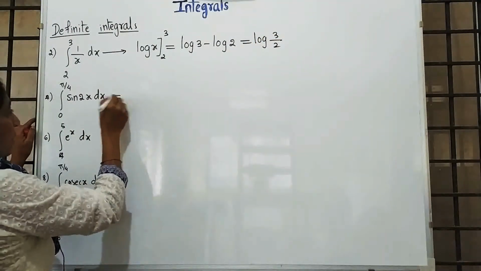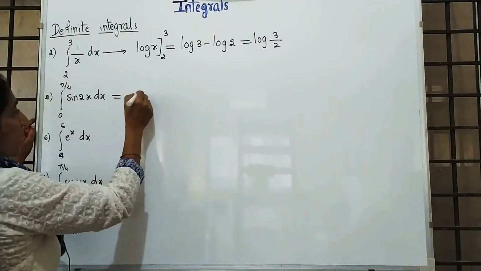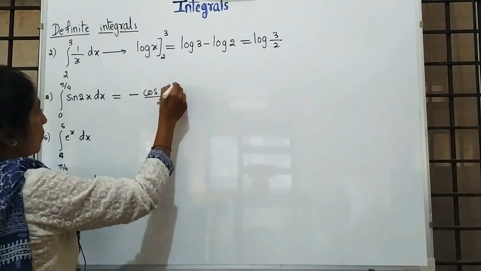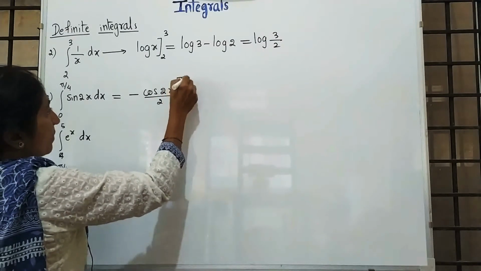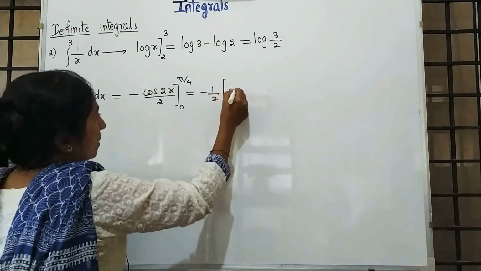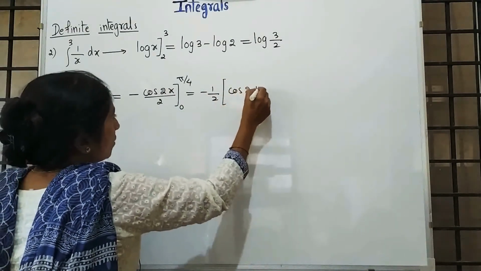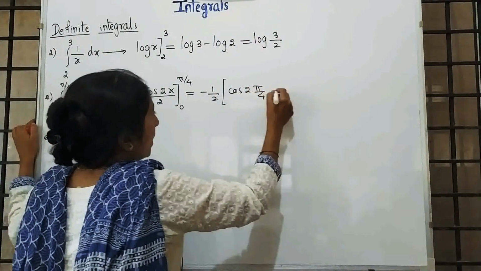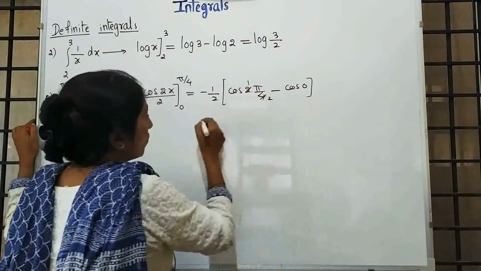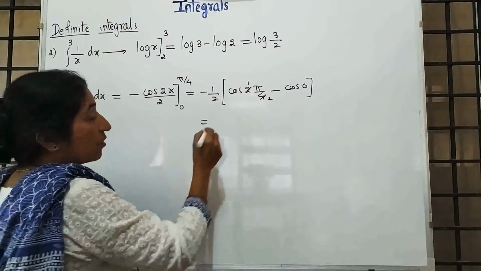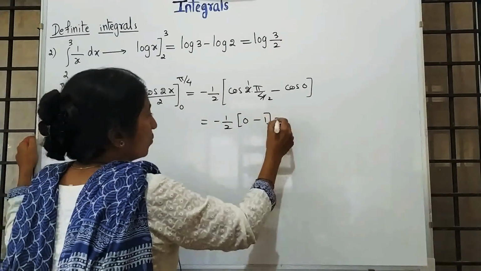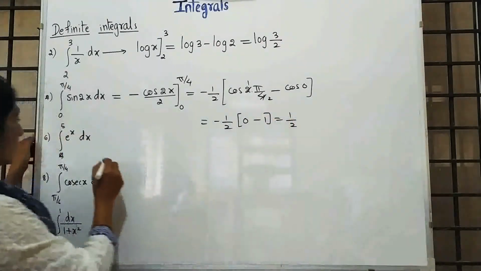Next one. What is integration of sin 2x? It is minus cos 2x divided by 2 from 0 to pi by 4. Minus 1 by 2 I wrote outside. It is cos of 2 into pi by 4 minus cos 0. What is cos 90? Cos 90 is 0. Cos 0 is 1. So answer is 1 by 2.